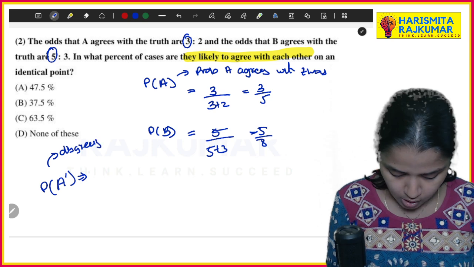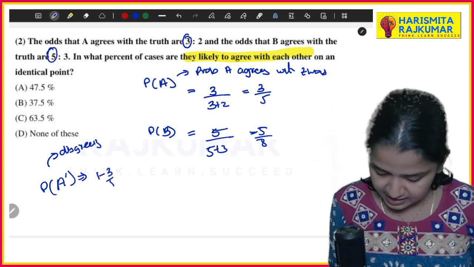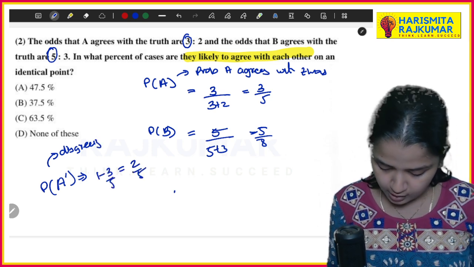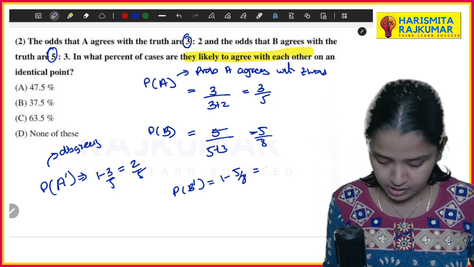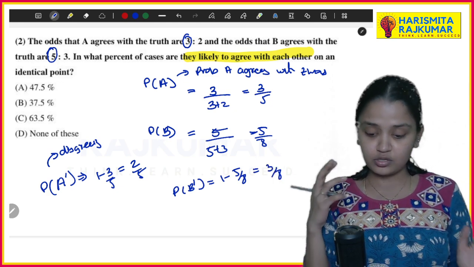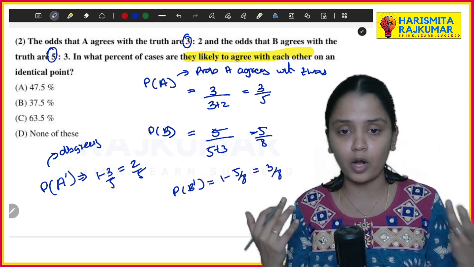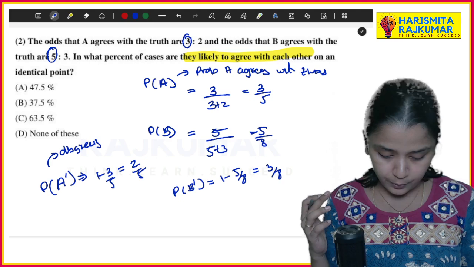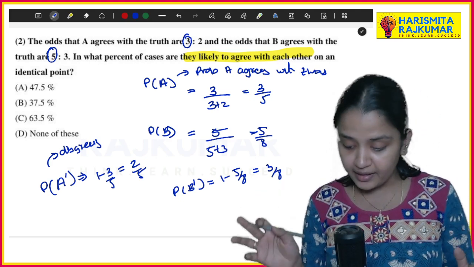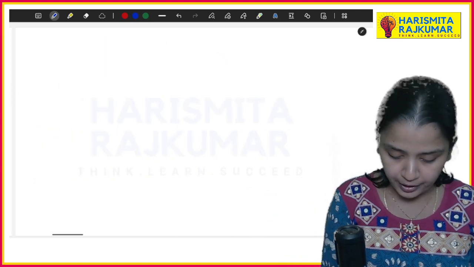Probability of A disagreeing is nothing but 1 minus 3 by 5, which is 2 by 5. P of B dash is nothing but 1 minus 5 by 8, which is 3 by 8. So this is the probability that A is disagreeing and B is disagreeing. Now we are supposed to find the probability that they are likely to agree with each other on identical points.